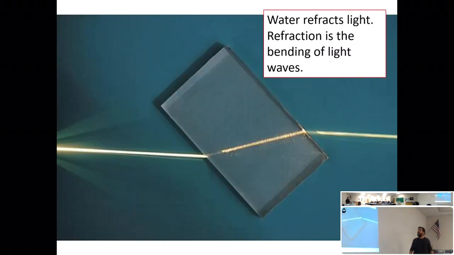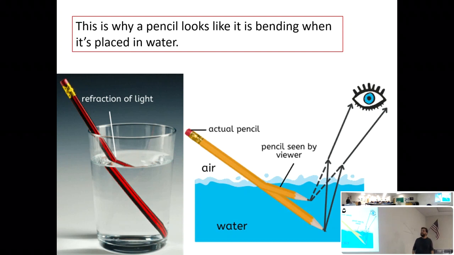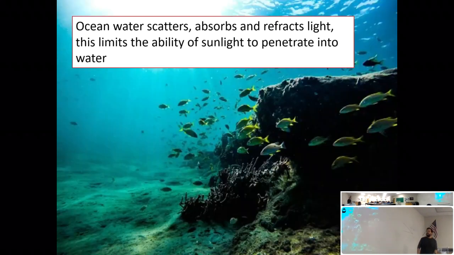So water refracts light. Remember, this is what I was showing you with the laser pointer, right? It goes through and bends the light waves. I already showed you everything with the laser pointer and the water tank at the beginning of class. Okay. So water bends and refracts the light. Ocean water scatters, absorbs, and refracts light, and that limits the ability of sunlight to penetrate into the water.